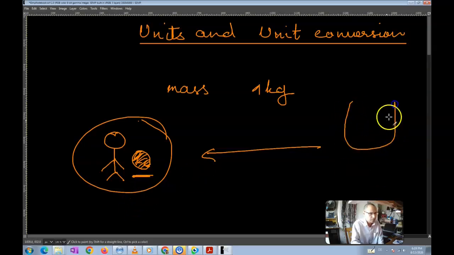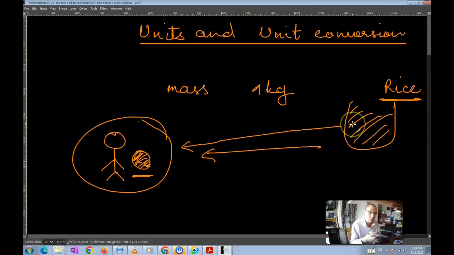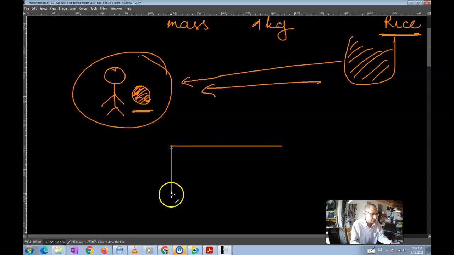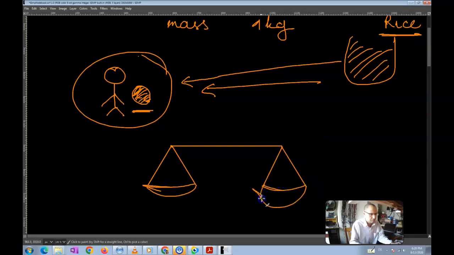For example, I have an amount of rice, and I want to know what is the mass of this rice, right? So I take my rice to this person, and then we will somehow compare the mass of this rice and the mass of the rock. We could, for example, use a balance, which you could build like this. I put the stone over here, and the rice over here, and this way I can compare the mass of the stone, or the rock, to the mass of the rice that I have.